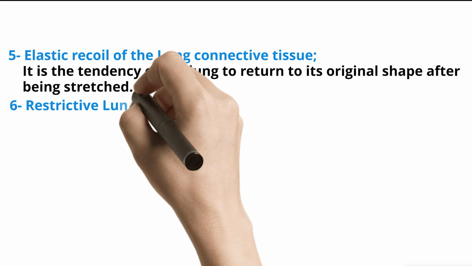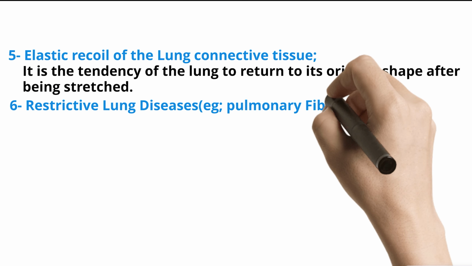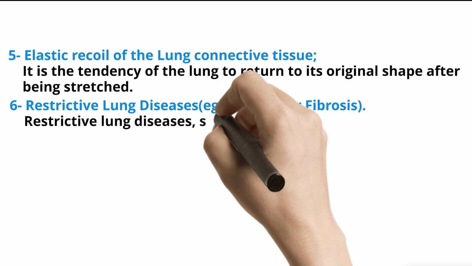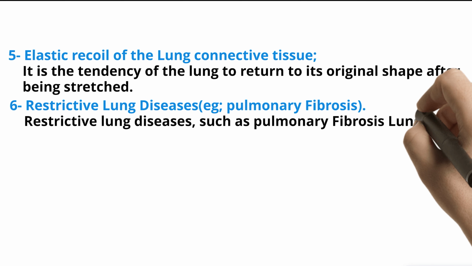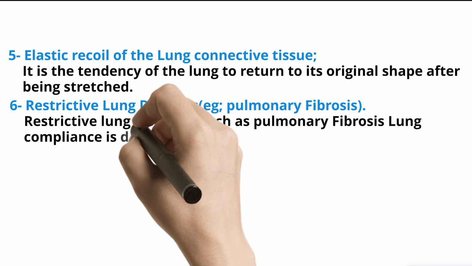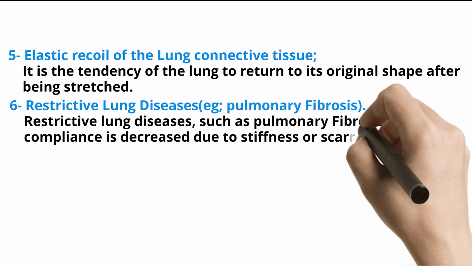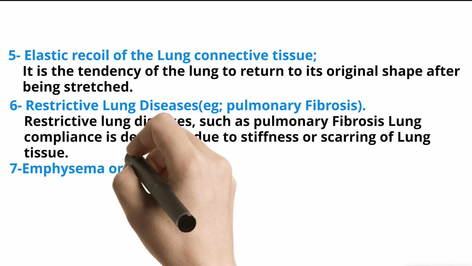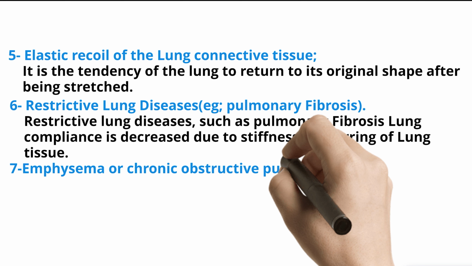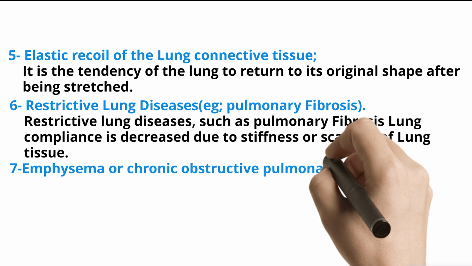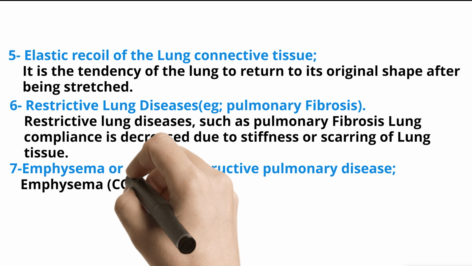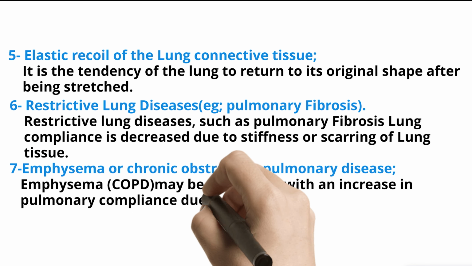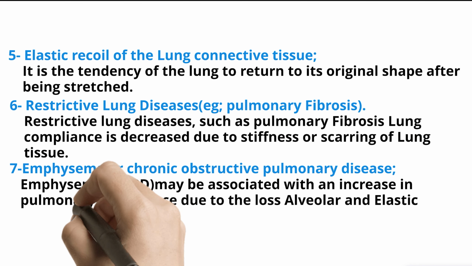6. Restrictive lung diseases, such as pulmonary fibrosis. Lung compliance is decreased due to stiffness or scarring of lung tissue. 7. Emphysema or chronic obstructive pulmonary disease. Emphysema, COPD, may be associated with an increase in pulmonary compliance due to the loss of alveolar and elastic tissue.